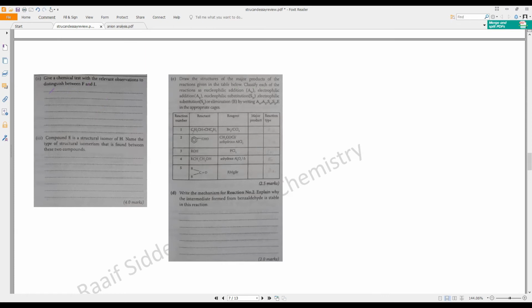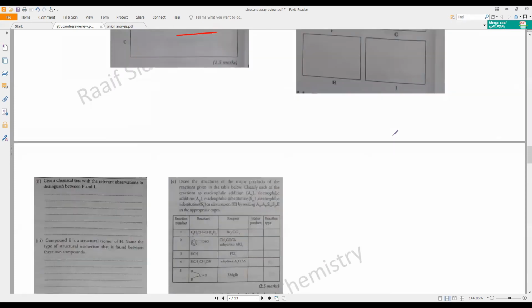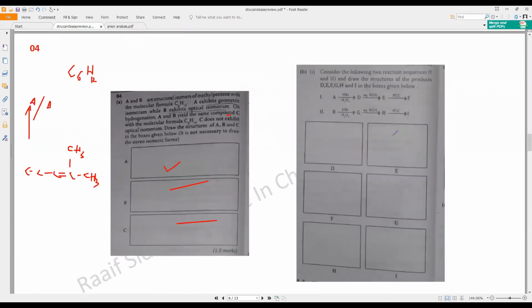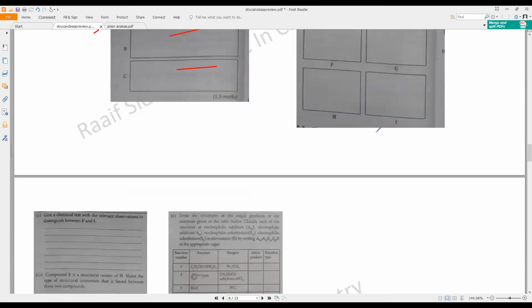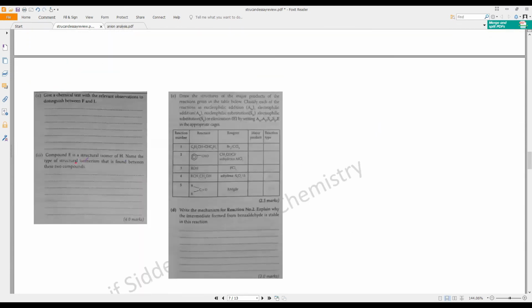So you can identify F and I separately, distinguished by using the tollens test. And compound E is a structural isomer of H. So what is compound E? Compound E is the alcoholic form that forms from A. So here this is A, which forms the alcohol. Here they say it is a structural isomerism, see here, structural isomerism that is found between these two compounds.